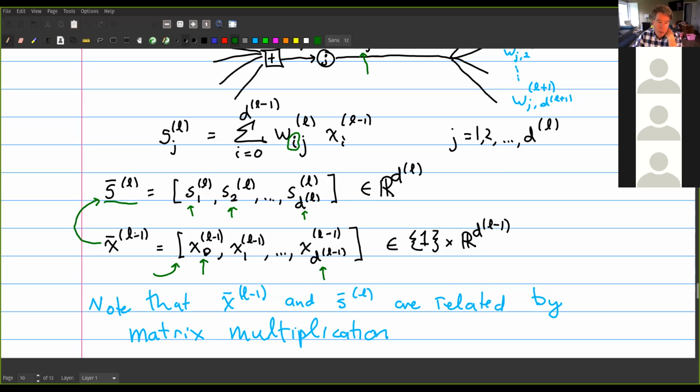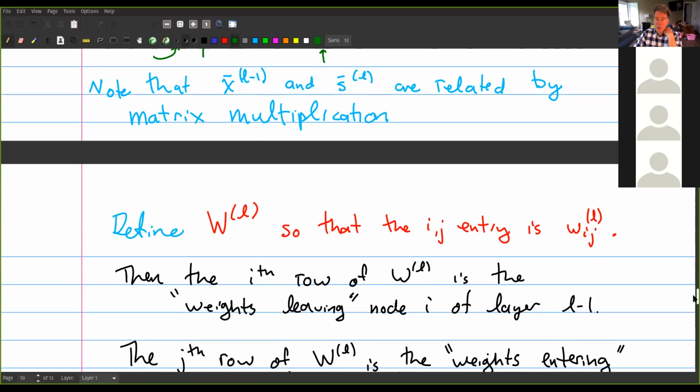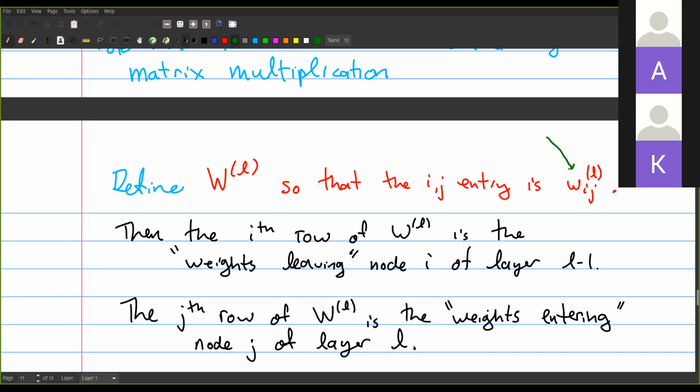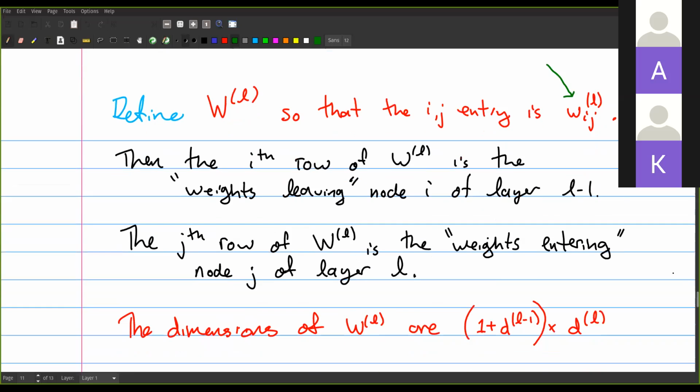And what we're basically going to do is a matrix multiplication to transform from the outputs of the previous layer to the inputs of the next layer. So we define this matrix W^L, and W^L connects layer L-1 to layer L. Its ij entry is this weight. That's a nice way to do it because it's very intuitive, right? Entry ij is the weight that connects node i on the left to node j on the right.